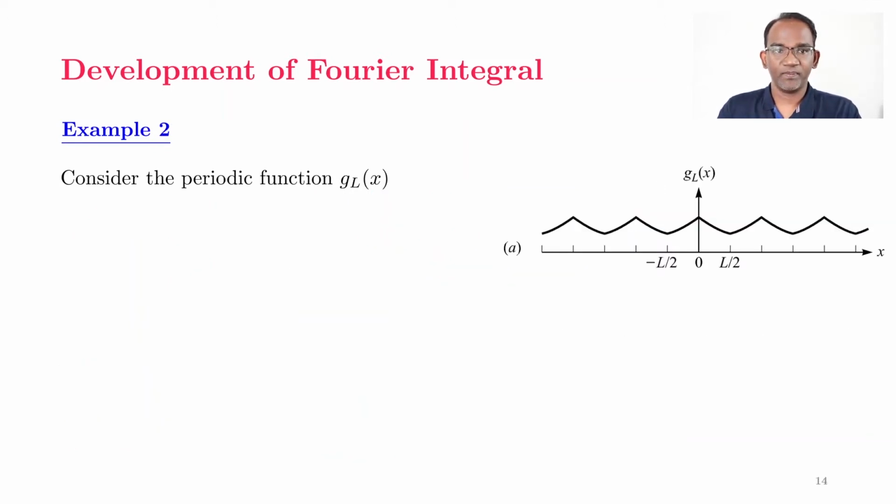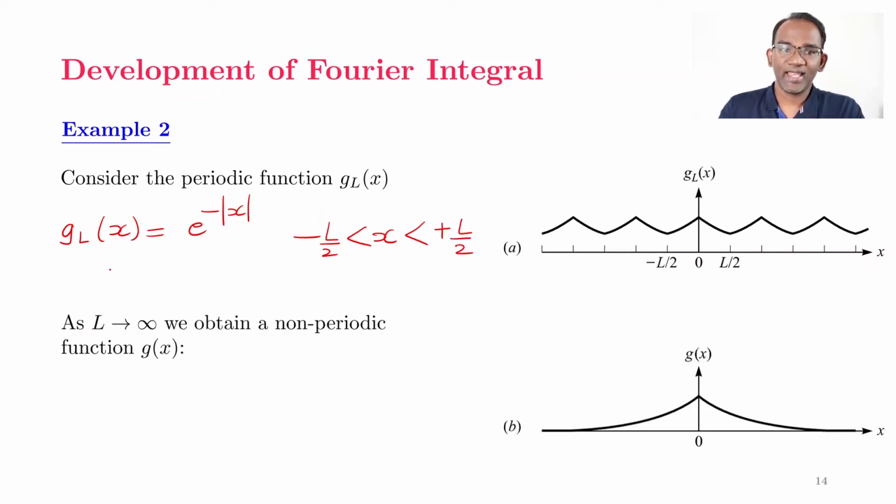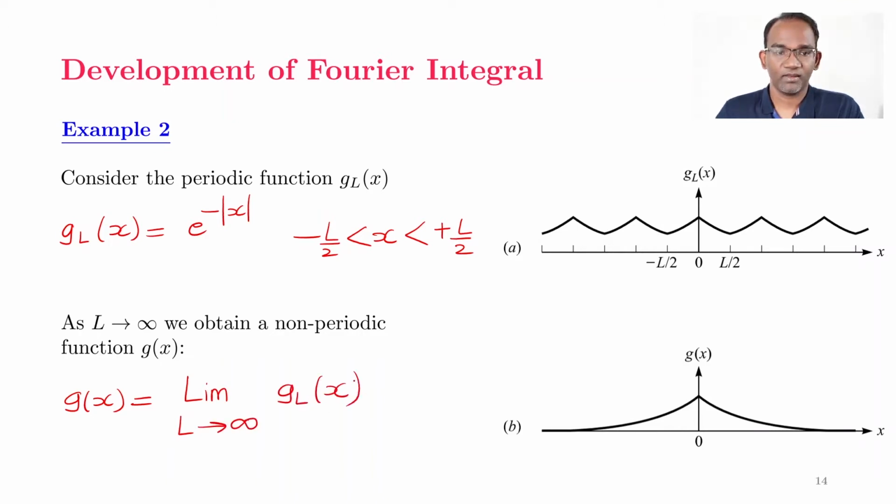Let us consider the second example. In this case, the periodic function is defined to be g_L(x) equal to e raised to minus |x|, and the value of x is between -L/2 and +L/2, as you see in this figure. And as L tends to infinity, we obtain a non-periodic function g(x) that is defined to be the limit as L tends to infinity of g_L(x). So we understand that a non-periodic function is one whose limit is extended to infinity.